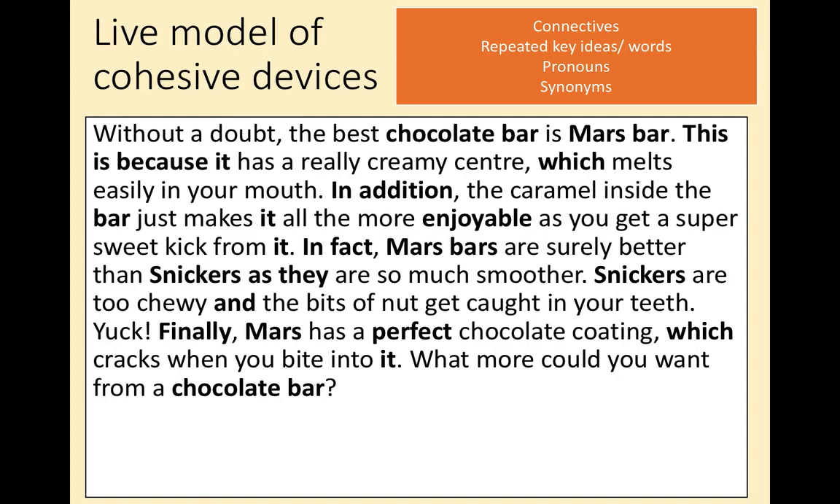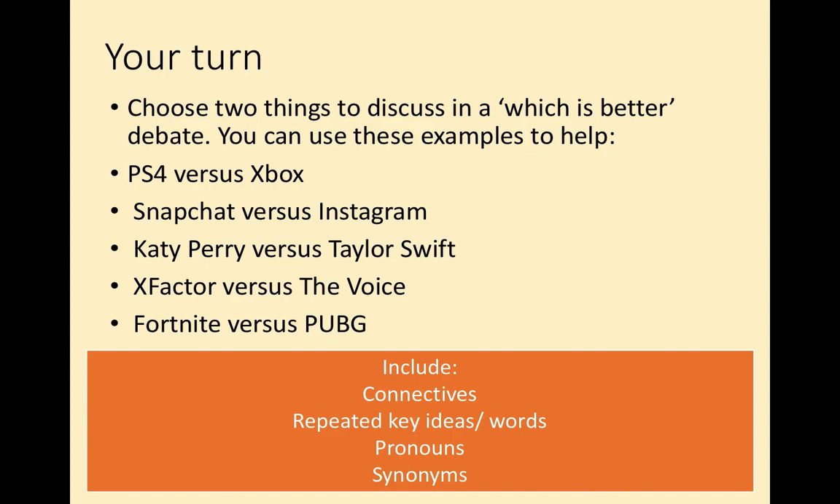All right, so hopefully you've had a go at doing that, Year 8. So we're coming on to the final activity for today's lesson. You've probably guessed, we've already gone through the different techniques. We've looked at a WAGOLL and I've written you a live model as well. So now obviously it's your go to do a piece of writing. A bit like I did with the Mars and Snickers, you're going to choose two things. And it's going to be a "which is better" debate. And you can choose what the two things are. I've already given you Batman, Superman, Mars and Snickers. And here's some other ones you could have.